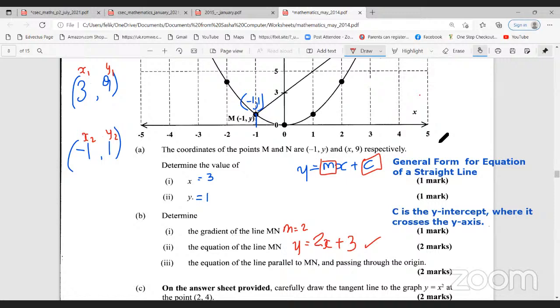That's it. That's the equation of the straight line. For the equation of a straight line, only two things you put in: the gradient and the constant. You get the gradient and you get the C. This is the C value where it cuts the y-axis.